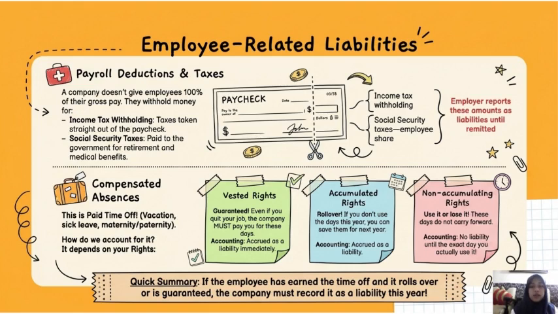Did you know that a company doesn't actually give employees 100% of their gross pay? Of course, you know that. As you can see from the paycheck illustration, the company withholds some money from the employee's salary. They withhold money mainly for two things. The first one is income tax withholding. This is the tax taken straight out of the paycheck to be given to the government. And the second one is social security tax. This is the employee's share of money paid to the government for future retirement and medical benefits.